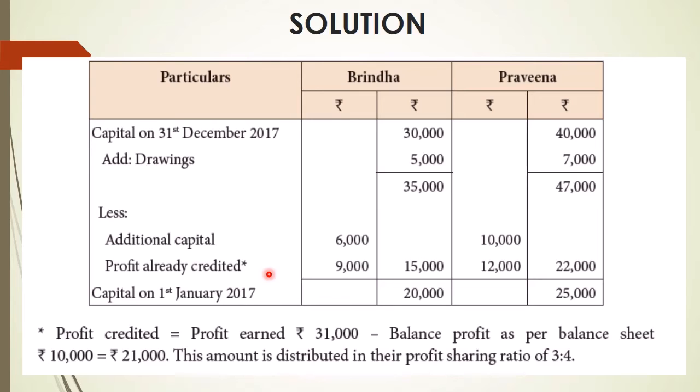What is the adjustment? If you look at the question, it was very clearly given that the profit and loss appropriation account was 10,000. But actually it was given that the profit during the year was 31,000. So what is the profit to be credited? 31,000 minus 10,000 gives us 21,000. So this 21,000 should be shared among the partners in the profit sharing ratio, that is 3:4. So 21,000 is shared as 9,000 and 12,000.